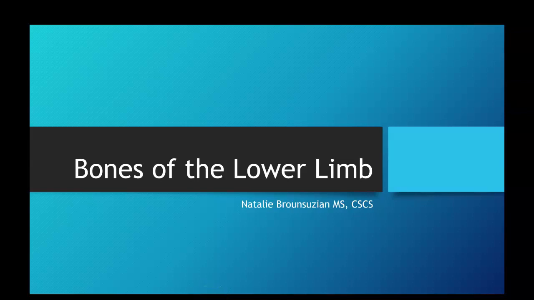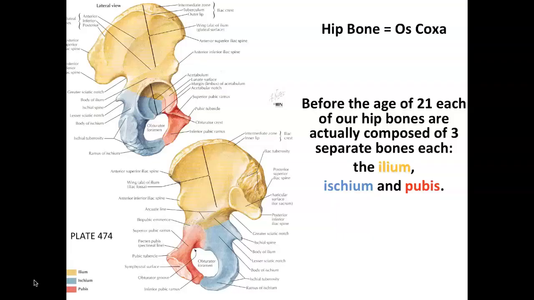Hello everyone and welcome to your screencast on the bones of the lower limb. The majority of the images you will see throughout this presentation come from Netter's Atlas of Anatomy. So we're going to start off with our hip bone, which is also known as our os coxa.